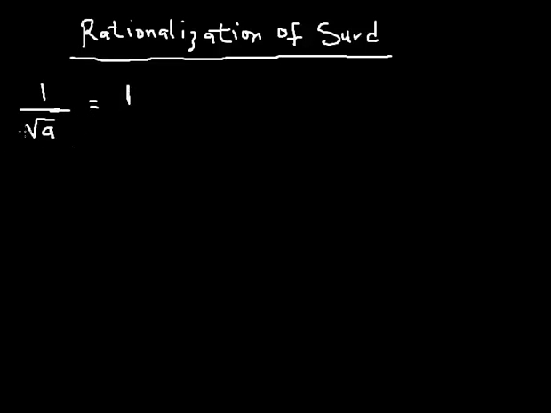Of course, to rationalize is just to make sure that the denominator is not a surd, it's a rational number. So how do I do that? I have to multiply the numerator by the surd, and the surd is square root of a. And of course, whatever I do to the numerator, I also do to the denominator. So I still have to multiply the denominator by the square root of a also.